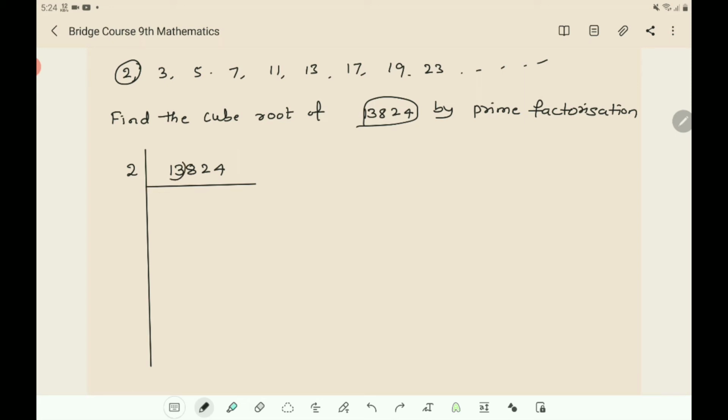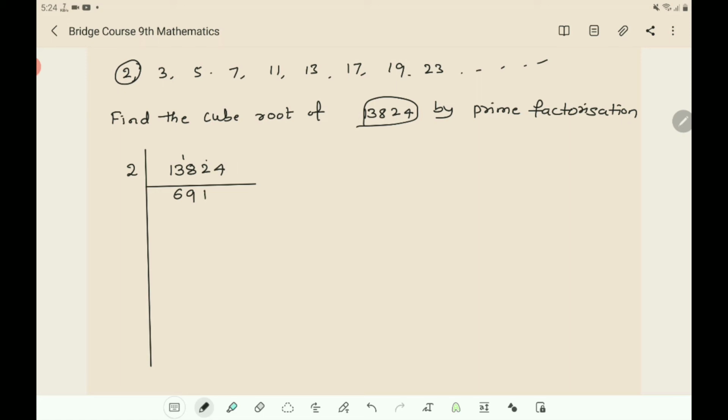Then you divide, 13 is there. So 2 6s are 12. Then what is remaining here? 13 minus 12, that means 1 is remaining. 1 8 is 18. So 2 9s are 18. Then 2 is there.